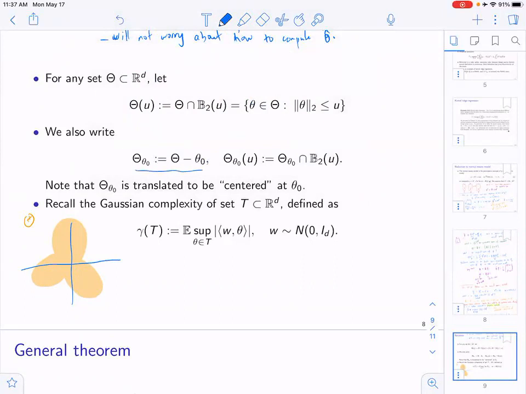So let's say I have a theta star or theta naught. Say this is theta star, for example. I'm going to shift the set to theta star.